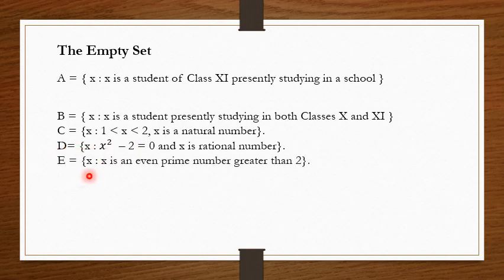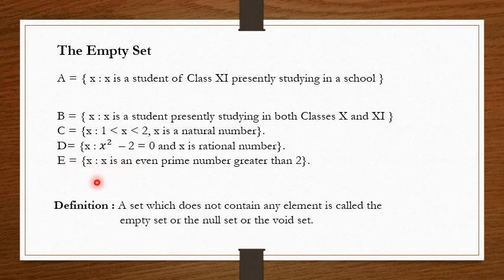Here, E, the set of all x such that x is an even prime number greater than 2. There exists no even prime number other than 2. So, E also contains no elements. These sets are called empty sets. That is, the number of elements in these sets is 0.